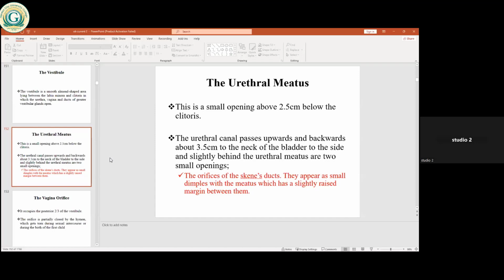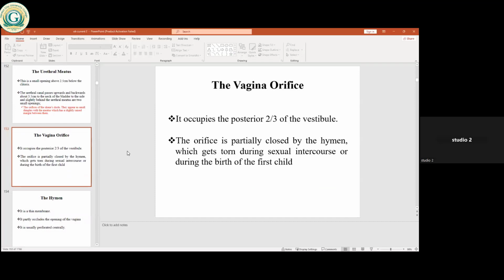Then you move on to the vaginal orifice, just below the urethral orifice, which are found in the vestibule. These occupy the posterior two thirds of the vestibule. The orifice is partially closed by the hymen. Vaginal orifice.